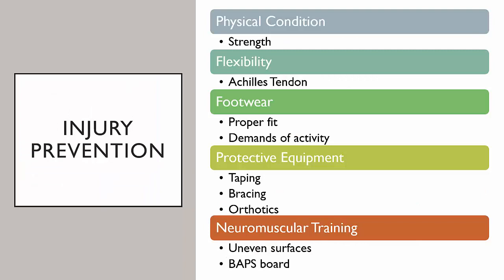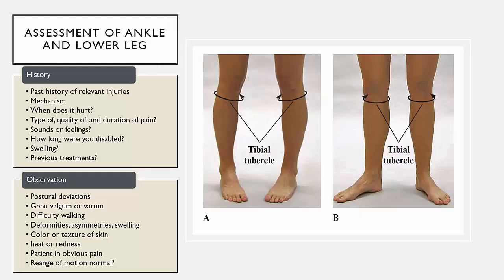Injury prevention. General injury prevention to the ankle and lower leg includes ensuring patients are physically strong, have flexibility in appropriate regions, wear proper footwear for the demands of their specific activities, utilize protective taping, bracing, and orthotics, and engage in neuromuscular training. Neuromuscular training and proprioception can improve the prevention of ankle and lower leg injuries.